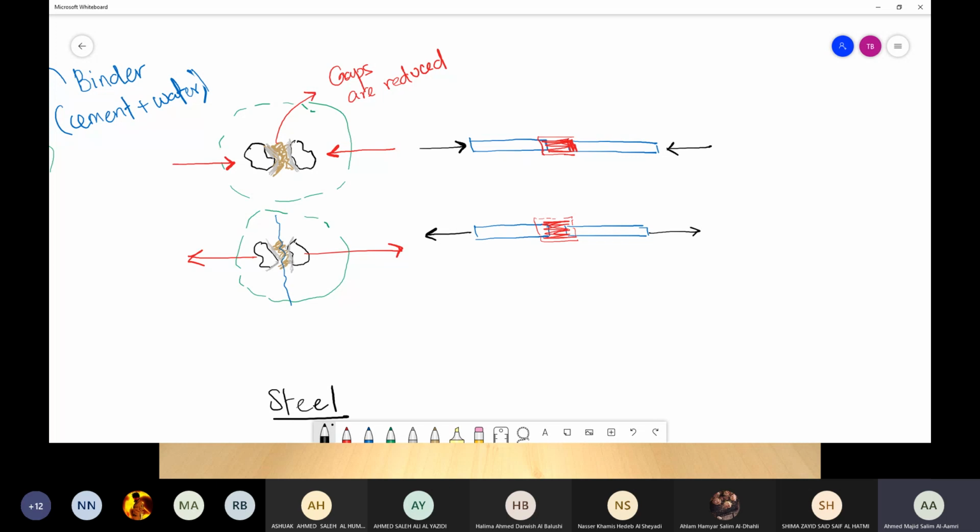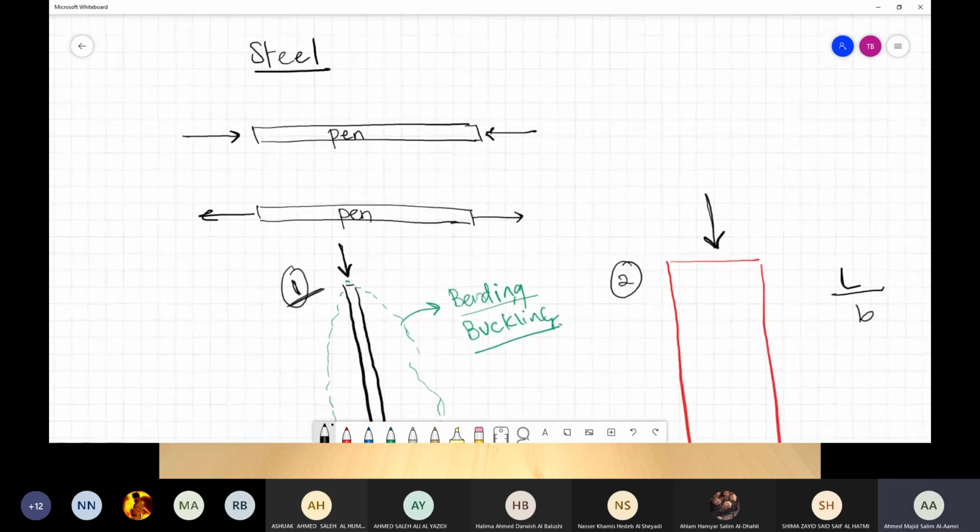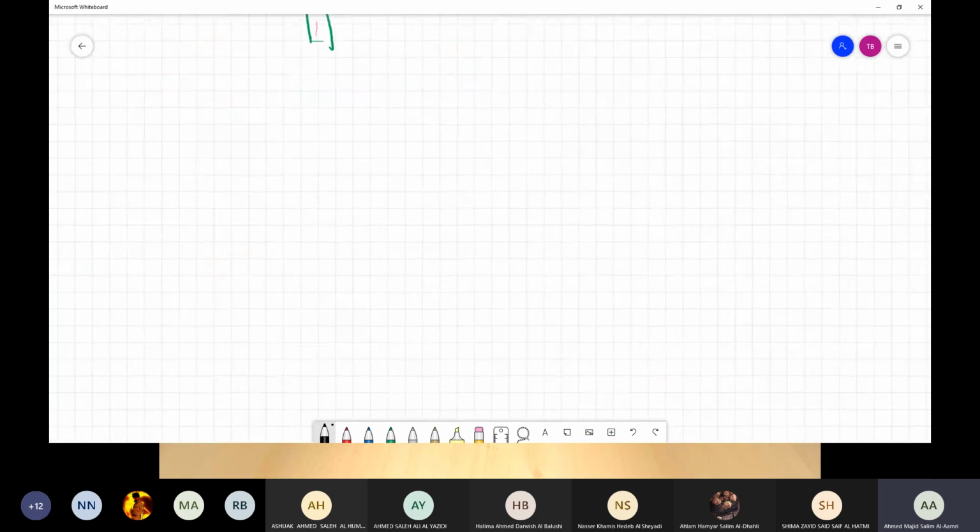So once again, concrete is good in compression. It's weak in tension because of the nature of two elements glued together. Steel, because it's acting like one element, is good in both compression and tension. But if we are dealing with cylinder elements, they are going to buckle. Okay, so that's related to compression, tension, steel and concrete. The last thing that we are going to take is shear.